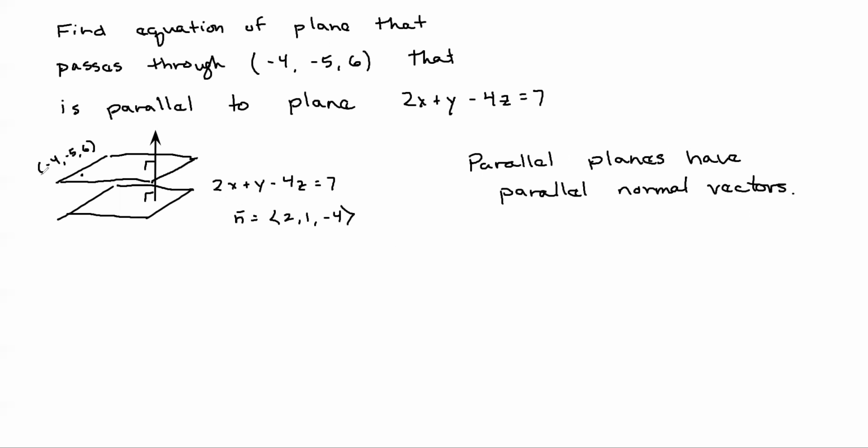So what we can do is we've got a point, we need a normal vector, you can just use the normal vector from the other plane. And once you've got the normal vector and the point, you just plug the two into the plane equation. So we're going to take 2 times x minus -4, so that's going to be plus 4, plus 1 times y minus -5, so that's going to be plus 5, minus 4 times z minus 6 equals 0. And that's the answer. Okay, that's how you go through and find the equation of a plane that's parallel to a plane.